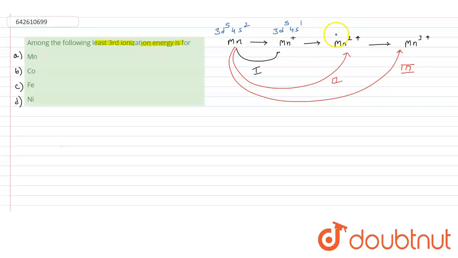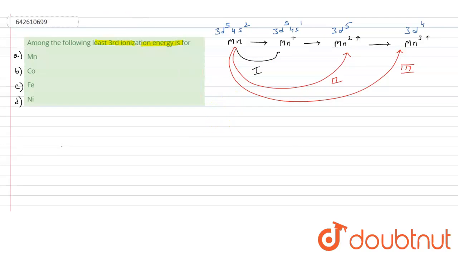And if I lose another electron, it becomes 3d5. So now this becomes a half-filled electronic configuration. In this Mn2+, it is half filled and more stable. So we have to supply a large amount of energy to eject an electron from this very stable configuration, which would become 3d4. So this is the maximum energy, a large amount of energy required in the case of manganese. So this cannot be our answer, because in the question we are asked for the least third ionization energy.